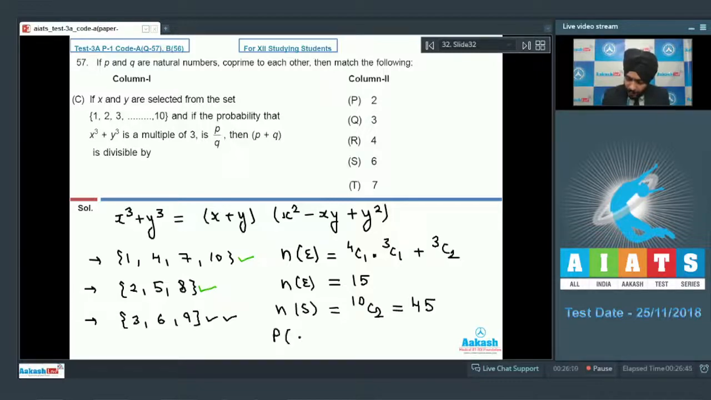What is the probability of event E? N of E upon N of S. 15 upon 45, 1 upon 3. 1 upon 3, that means P plus Q is 4. 4 is divisible by this and this. So PR is the correct match. Let us move on to D part.